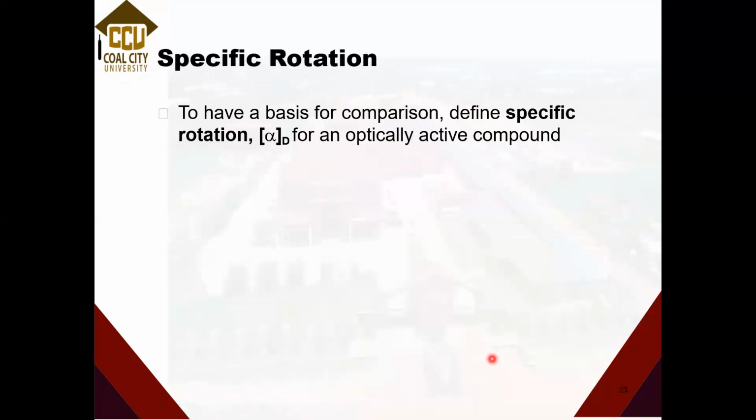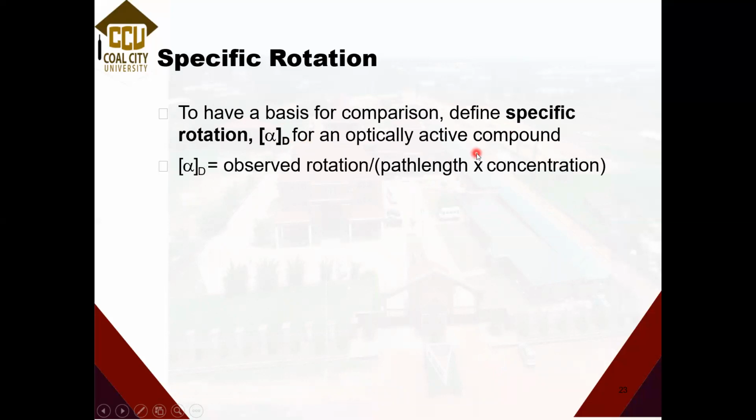So specific rotation, to have a basis for comparison, we define specific rotation, which is our alpha in square brackets with a D to represent our specific rotation for an optically active compound. This is our observed rotation. Our specific rotation is equal to our observed rotation divided by the path length times the concentration. Mathematically, we have your specific rotation, which is your alpha in square brackets, equals the observed rotation, which is your alpha, divided by length, which is your path length.